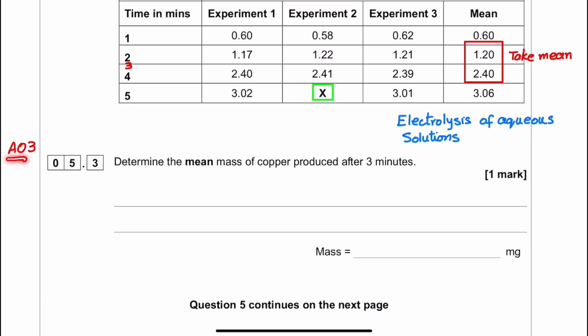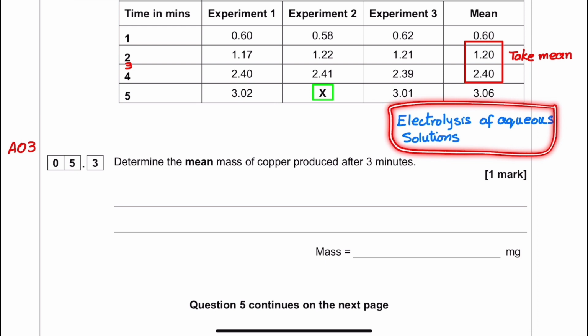Is an AO3 question. The student needs to use his knowledge and needs to investigate this experiment and find the mean value. The question is in 5.3. 5.3 is an AO3 question and it is from electrolysis of aqueous solution. Calculate the mean mass of copper produced after 3 minutes.